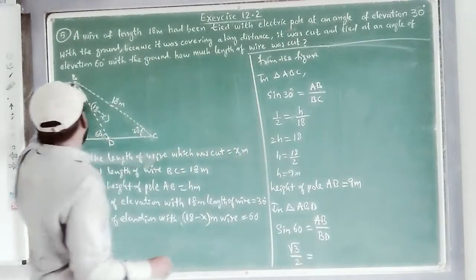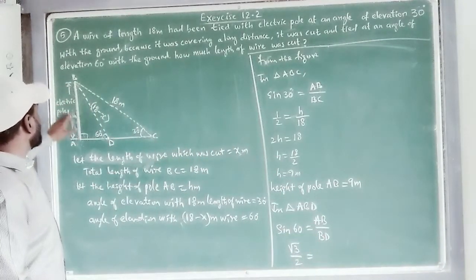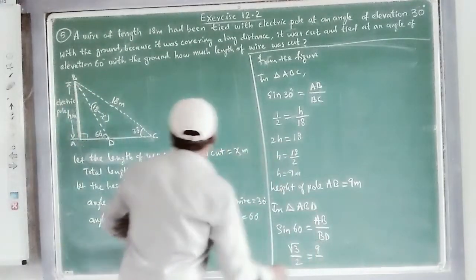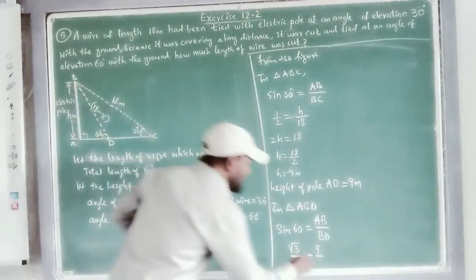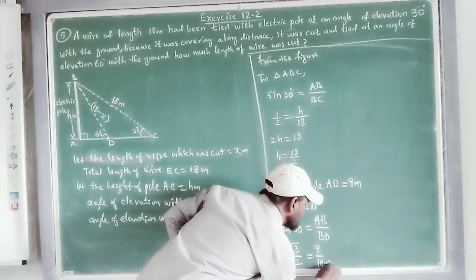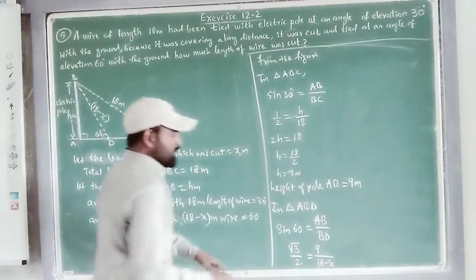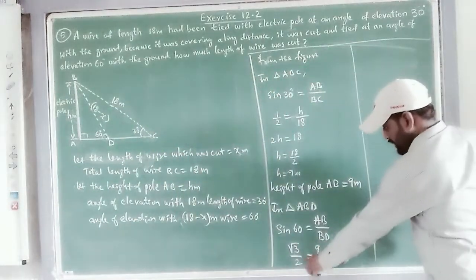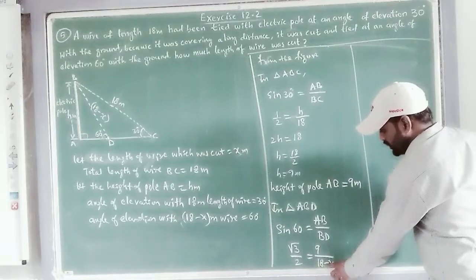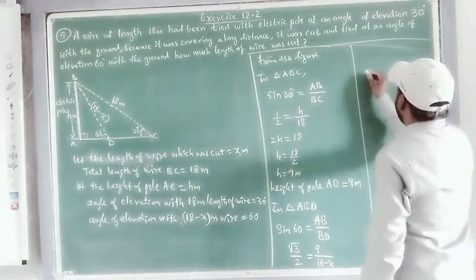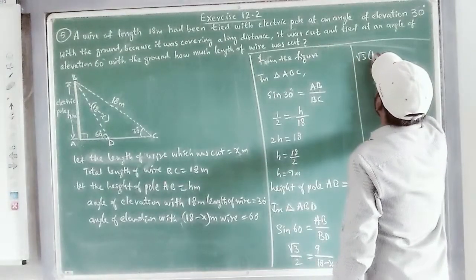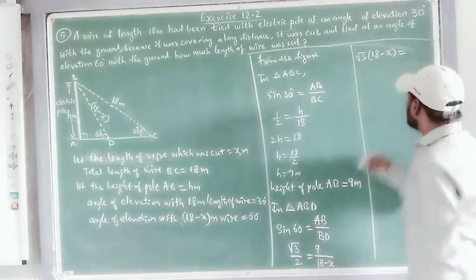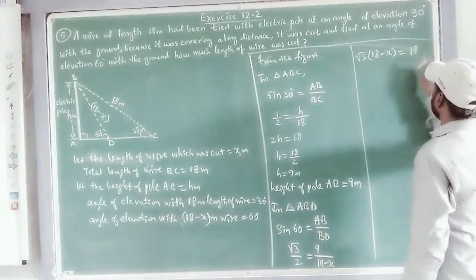Sin 60 degrees is root 3 by 2. AB is what? The height of the pole, h. How much did we get? 9. Substitute that 9. BD, how much? 18 minus x. Okay. Now by doing the cross multiplication, what do we get? We need to find the x value. So I am taking this first. Root 3 into 18 minus x is equal to, here 2 into 9, which is 18.